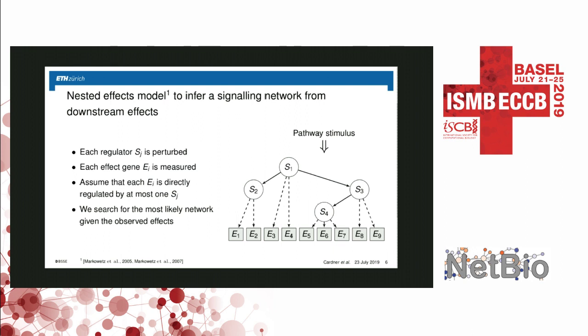The assumption driving this network inference is that each effect gene is regulated directly by at most one of these signaling nodes. That doesn't mean that it cannot respond to more than one perturbation, but if it does so, then the assumption is that that effect is mediated through another signaling node. And that's how we drive the network hierarchy reconstruction.